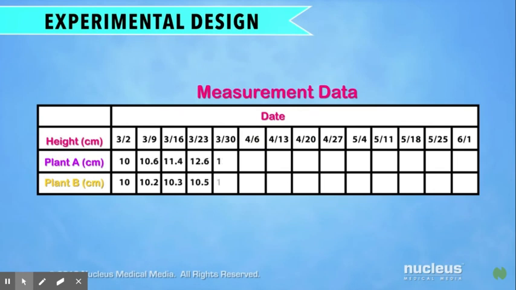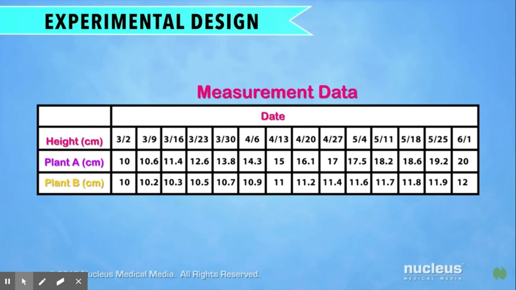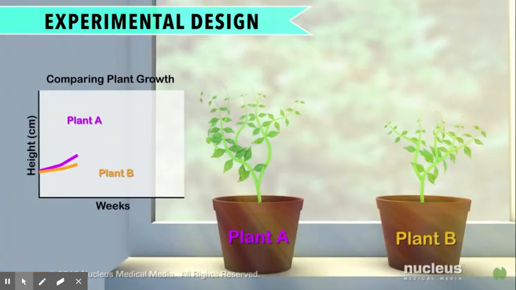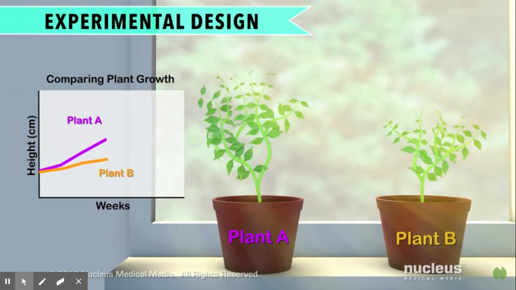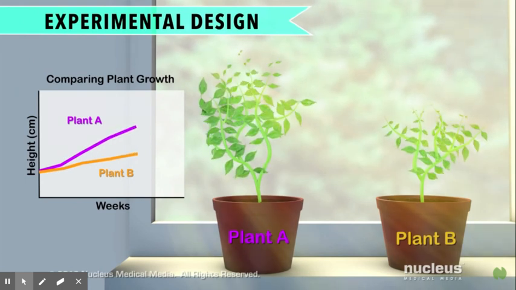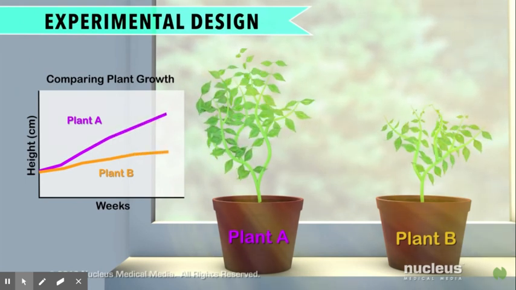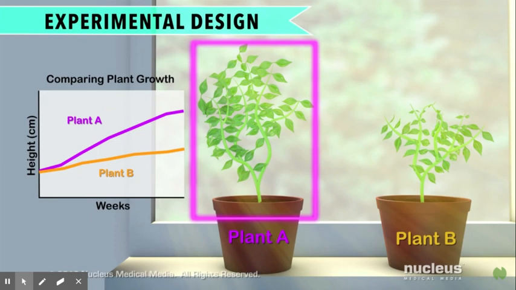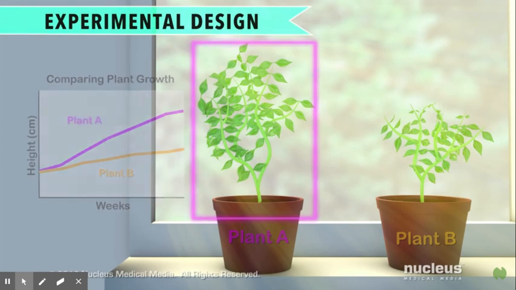You would record these measurements throughout the experiment. These measurements are your data. At the end of the experiment, you would look at your data and compare the measurements of plant A, which got fertilizer, to plant B, which didn't get fertilizer. As you can see, plant A did grow bigger than plant B, so it appears that the results of this controlled experiment support your hypothesis.